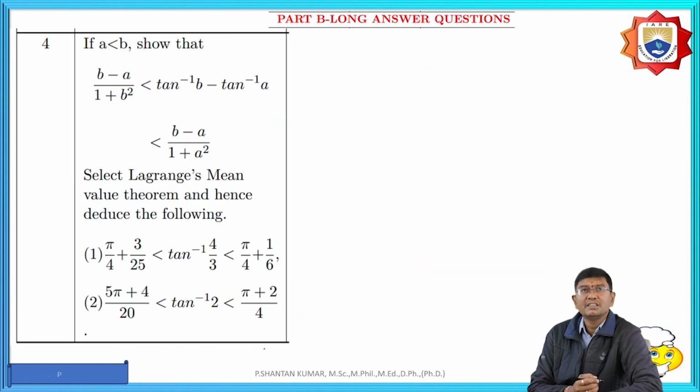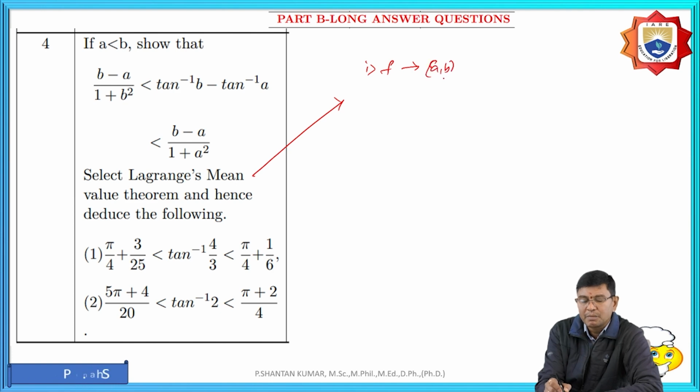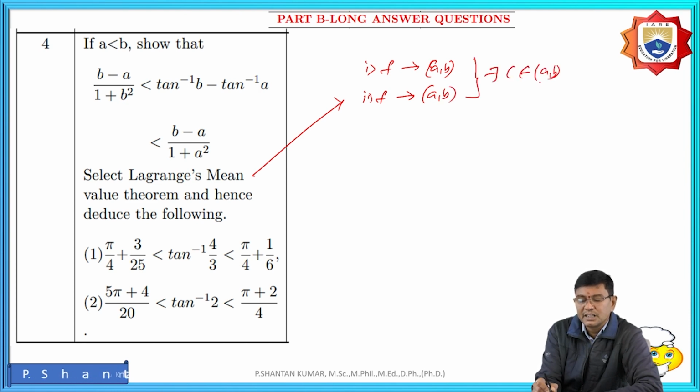And further, it is the same as Lagrange's mean value theorem. The first condition is that f is a continuous function on the closed interval a comma b, and the second is that f is derivable in the open interval a comma b. Then there exists c belongs to a comma b such that f dash of c is equal to f of b minus f of a by b minus a.